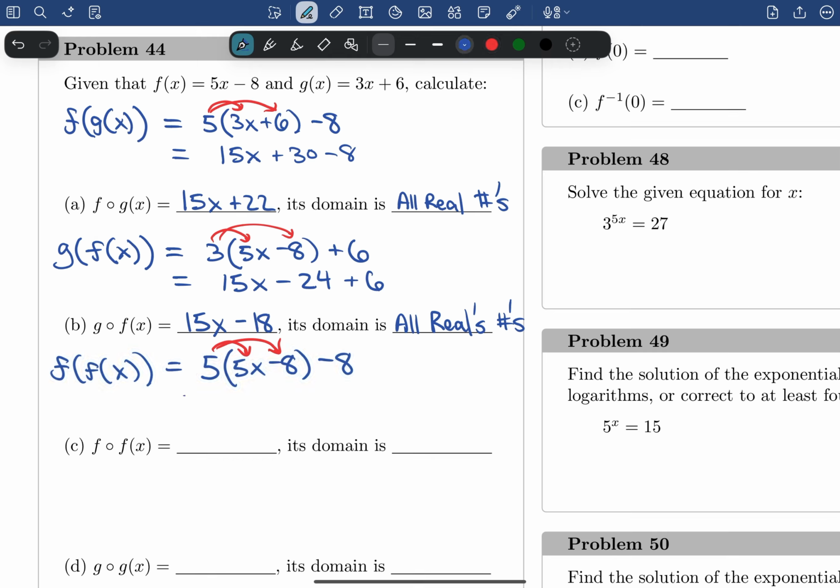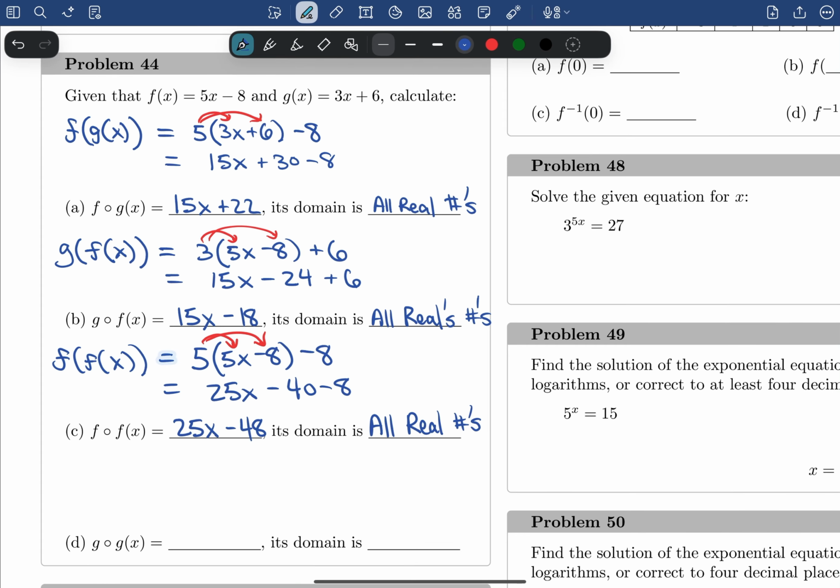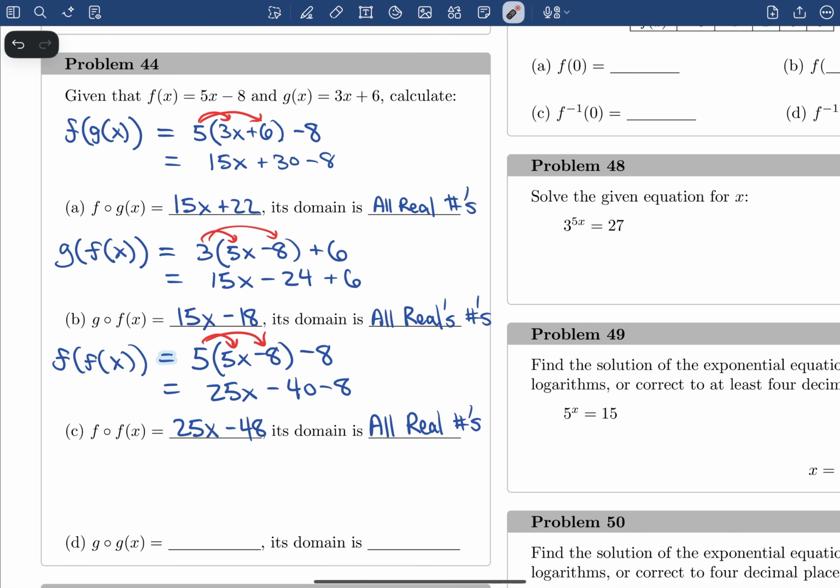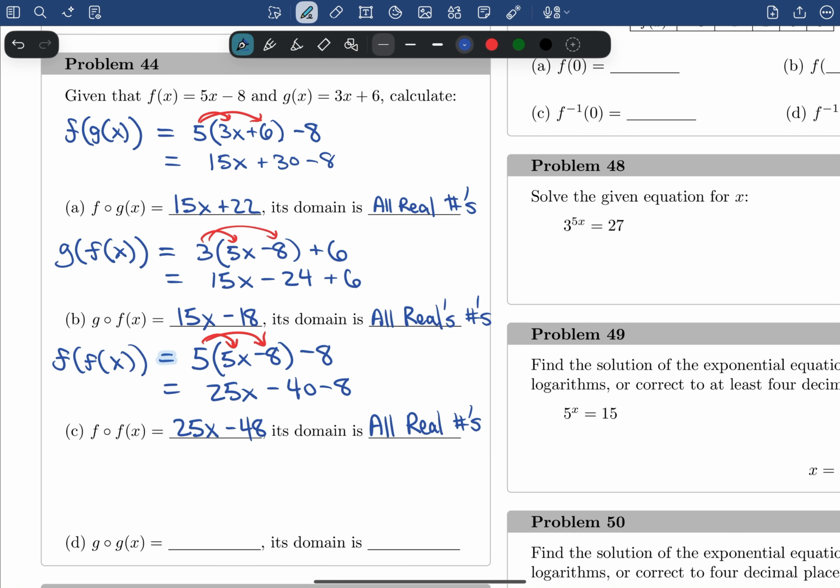We'll distribute and combine any like terms. So I get 25x minus 40 minus 8. And now I write my final result. f of f of x equals 25x minus 48. And as you would suppose, the domain is all real numbers. And let's try this again, but now instead of f of x, we're going to try g of x. So I'm going to plug the g function into the g function.